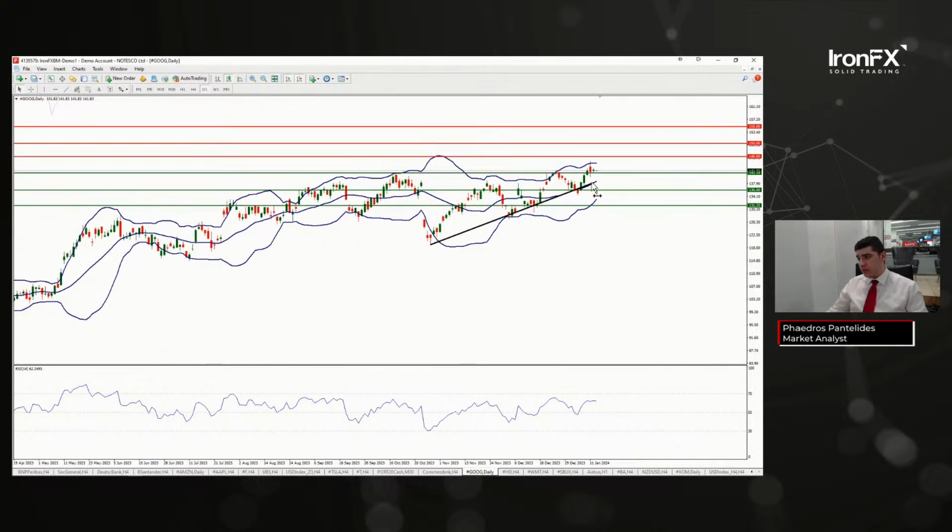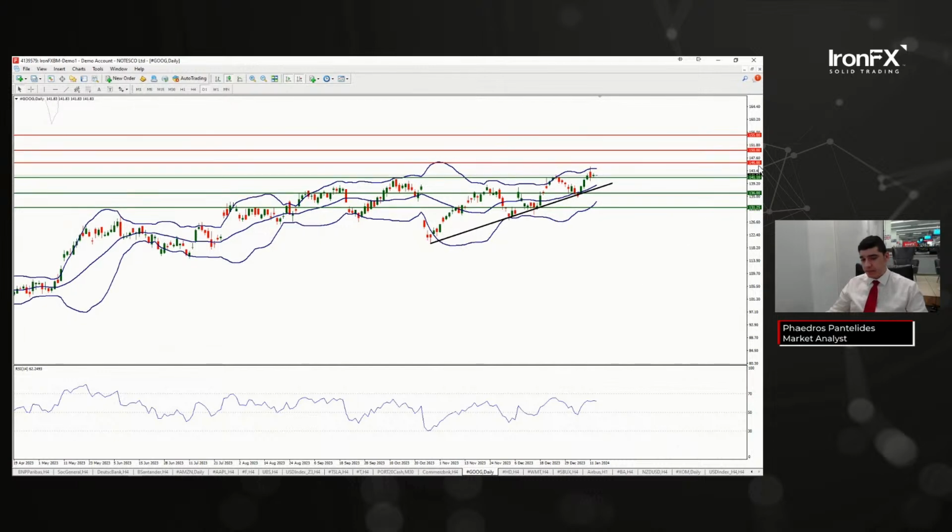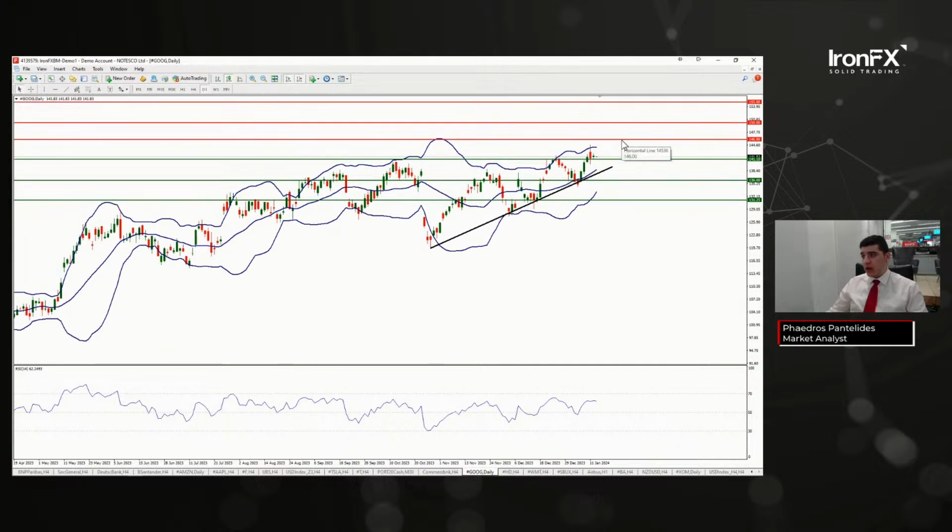But overall, maintaining a bullish outlook for the company's stock price, validated by an upward moving trend line, RSI at 62. So there is bullish tendencies in the market for the company's stock price. Aiming for R1, bullish outlook to continue, would have to break above R1 and then aim for R2 at 150.